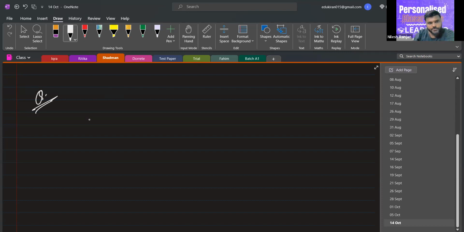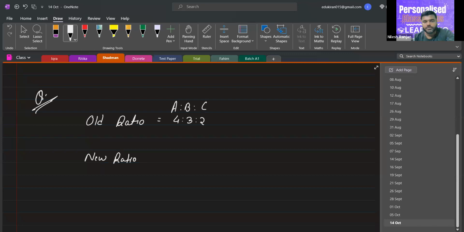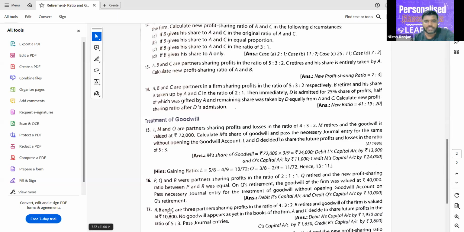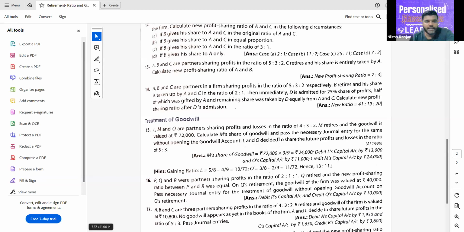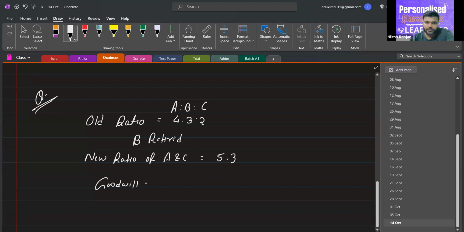So as per the question, the old ratio is 4:3:2, and the partners' names are A, B, and C. The new ratio of A and C is 5:3. Who retired from the firm? B. So this is the main component of our question. Now, the goodwill of the firm is valued at 10,800. This is our question.